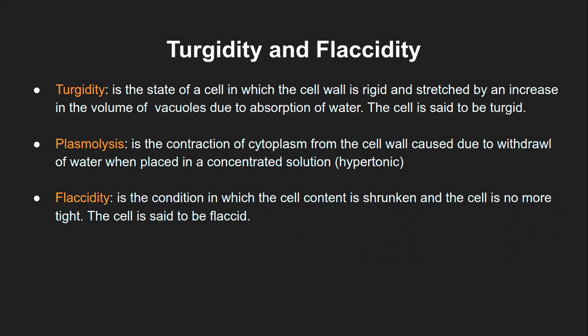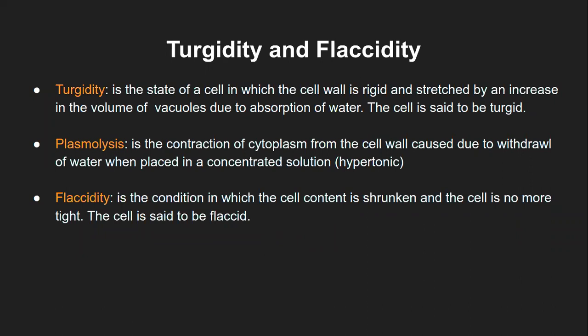Turgidity is the state of a cell in which the cell wall is rigid or distended and stretched by an increased volume of vacuoles. Why is there an increased volume of vacuole? Because water is present inside due to the endosmosis process. That is due to the absorption of water, and the cell is said to be turgid, and the state or condition of that cell is called turgidity. Cell is turgid, condition is turgidity.